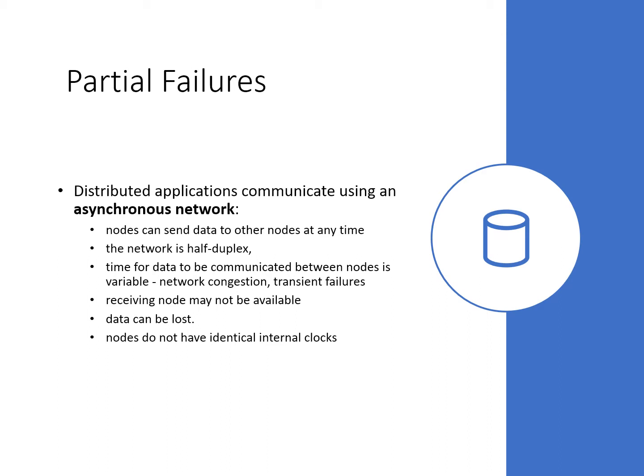The time for data to be communicated across the network between nodes is variable due to reasons like network congestion, dynamic packet routing, and transient network connection failures. The receiving node may or may not be available when you send it a message. It may have crashed. Data can be lost. In wireless networks, packets can be corrupted and hence dropped due to weak signals or interference. And nodes do not have identical clocks, hence they are not synchronized.